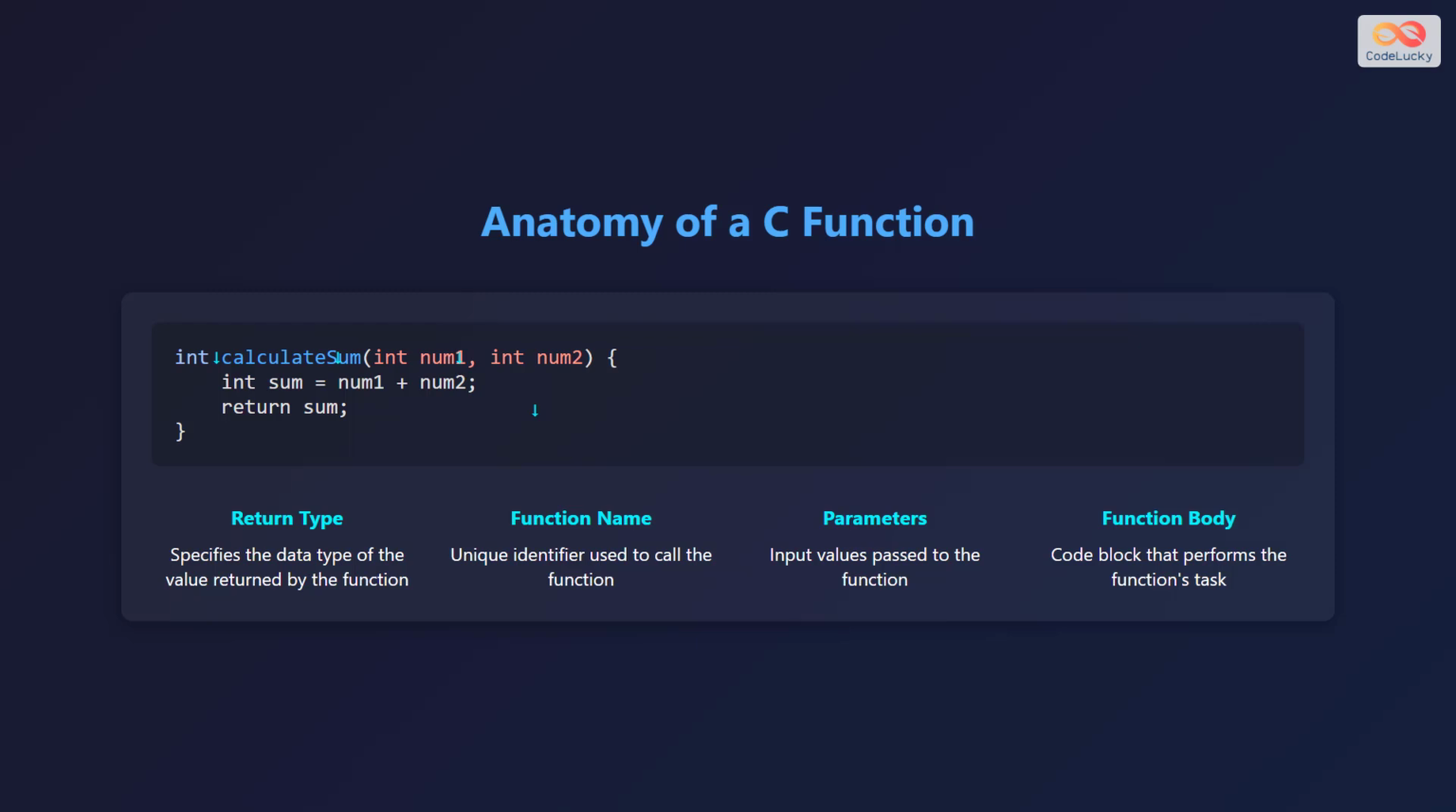For example, let's look at the calculateSum function here. Int is the return type, meaning the function will return an integer value. calculateSum is the name of the function. int number1 and int number2 are the parameters. These are the two integer values that will be passed to the function. The code within the curly braces is the function body. This code calculates the sum of number1 and number2 and returns the result.